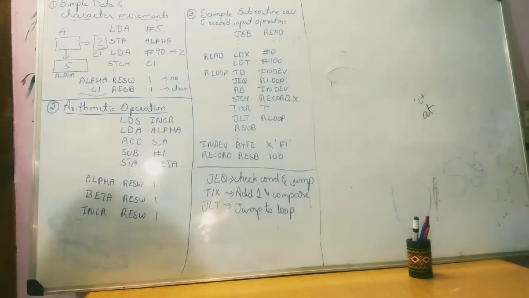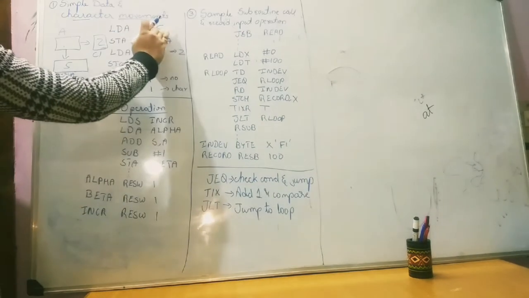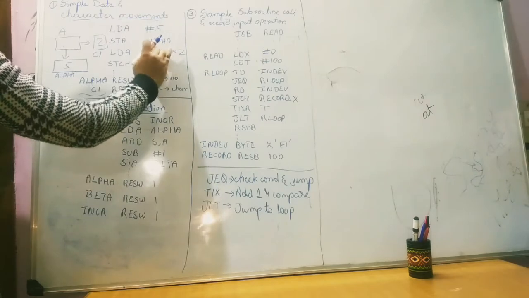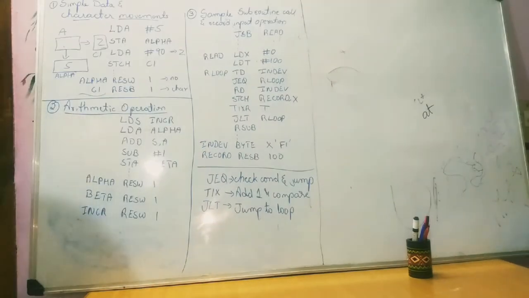Okay. So previously in the SIC machine, instead of 90 we had written the character five and Z. So here we directly give the numbers. That is a simple data and character movement in the SIC/XE machine.